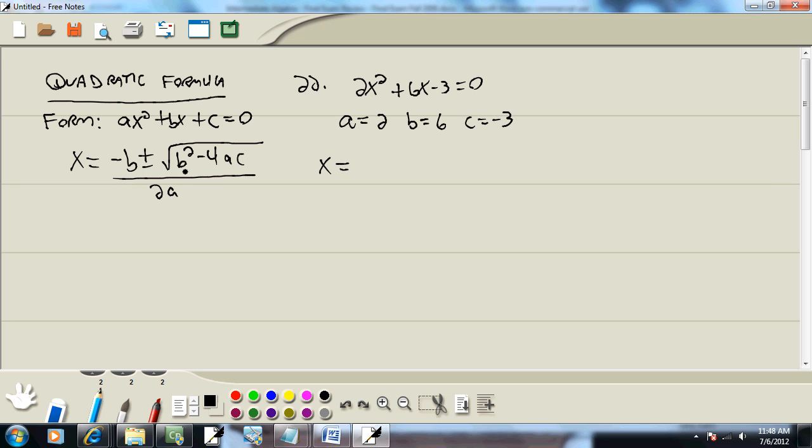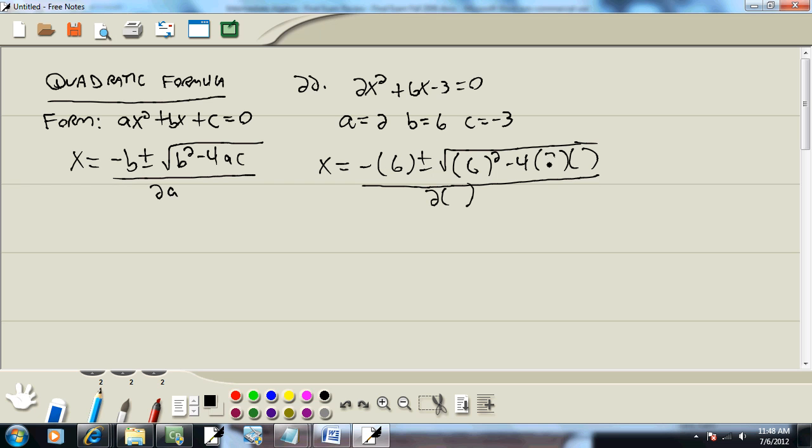Now, usually I tell people when they're first learning the quadratic formula to go through, and everywhere you have a variable, replace it with parentheses. So we're going to have negative b plus or minus square root of b squared minus 4 times a times c, all over 2a. This helps with the signs. Wherever we have a b, we'll put in 6. Wherever we have an a, we'll put in 2. And wherever we have a c, we'll put in negative 3.